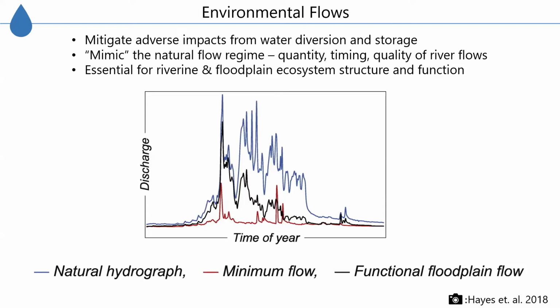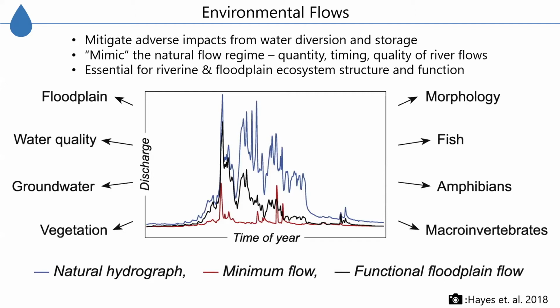Mimicking the natural flow regime that riverine and floodplain ecosystems need is essential for ecosystem structure and function. So we can think about all of these things that are impacted by environmental flows, right? Floodplains, water quality, groundwater, vegetation, and habitat for fish, amphibians, and macroinvertebrates.